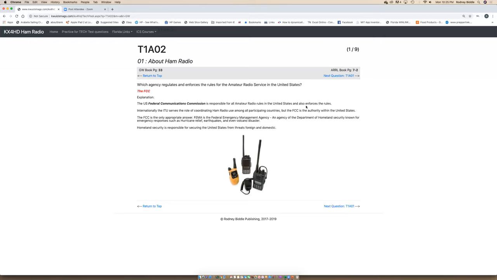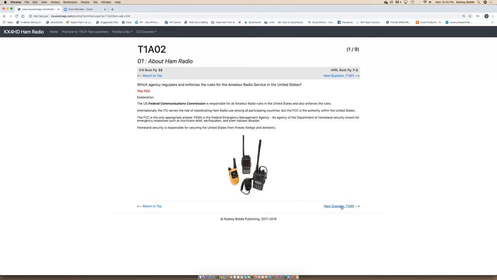FEMA is the Federal Emergency Management Agency, which is an agency of the Department of Homeland Security known for emergency responses such as hurricane relief, earthquakes, or even volcano disaster. Homeland Security is responsible for securing the United States from threats, both foreign and domestic.